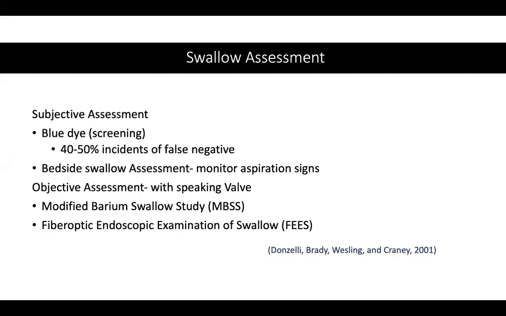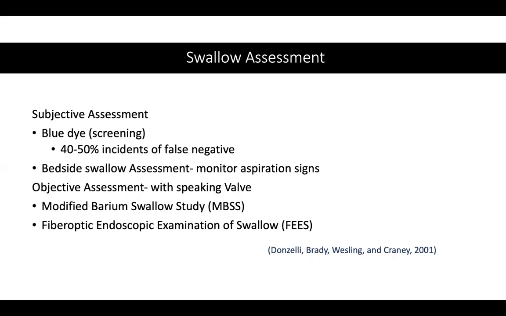Okay. Just in short, it's basically assessing one consistency. You can choose whether thin or nectar, based on the patient's condition. You add blue dye, and then you suction the trach, and you see if the blue dye came out of the trach. If the blue dye came out, then the patient is probably aspirating. If it did not, then maybe his swallow is safe.